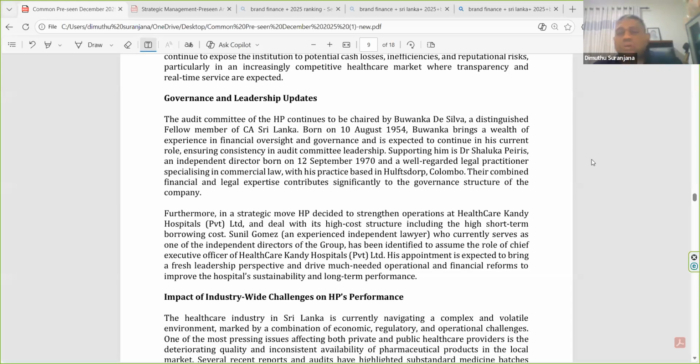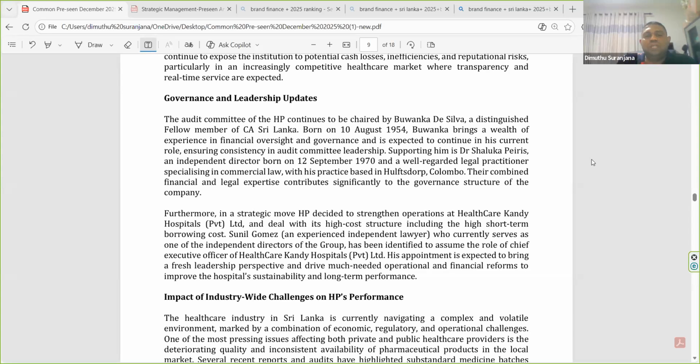Right? Supporting him is Dr. Shaluk Pirif, an independent director born on 12 September 1970, and a well-regarded legal practitioner specialized in commercial law, a graduate of the University of Colombo. Their combined financial and legal expertise contributes significantly to the governance structure of the company. So it's okay, right? He's a lawyer.